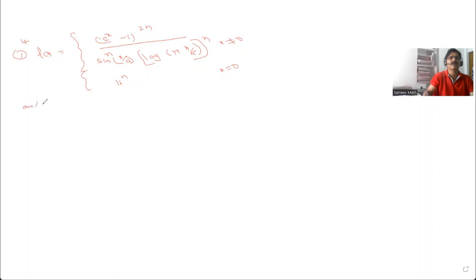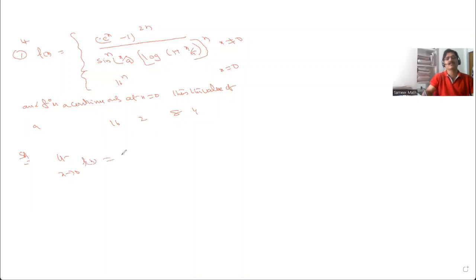And he has given that f is continuous at x equal to 0. Then he's asking the value of a. Of course, he has given some options: 16, 2, 8, and 4. The question is cross-checking your limit formulas. Do you know that or not, in continuity, by giving this question?